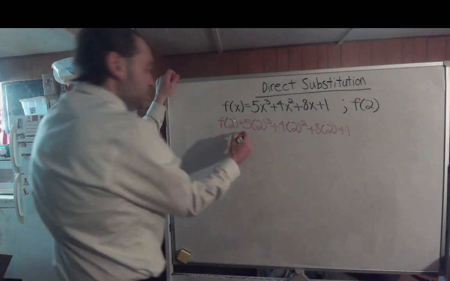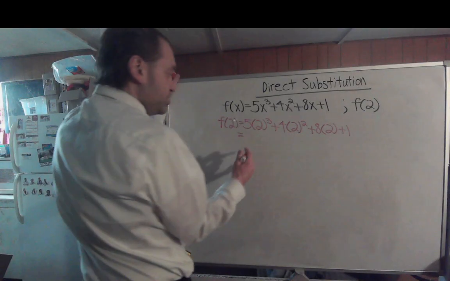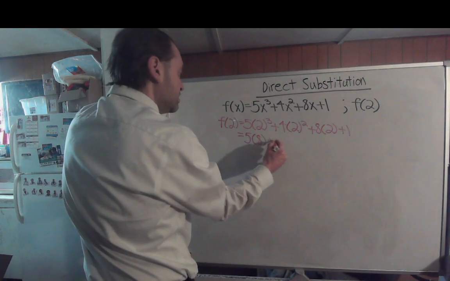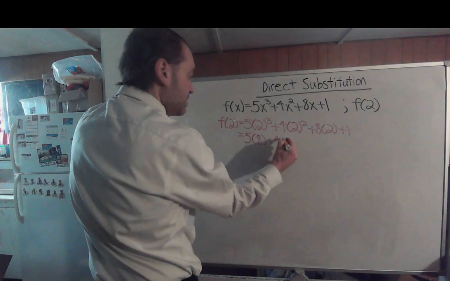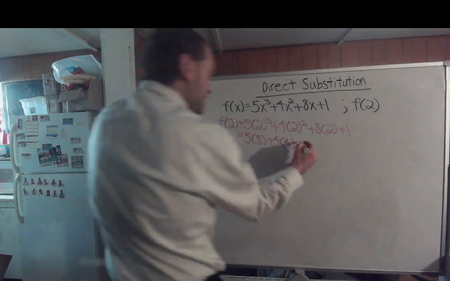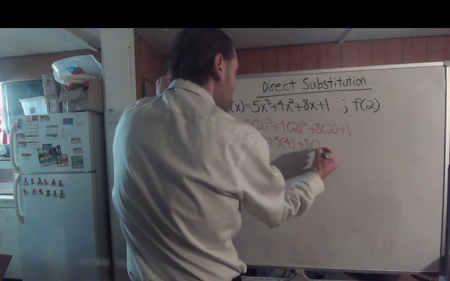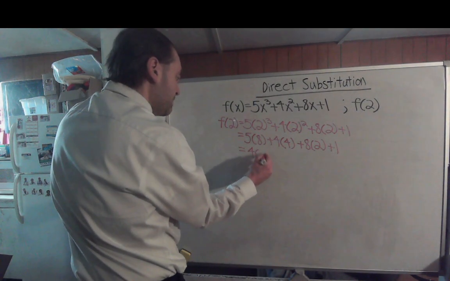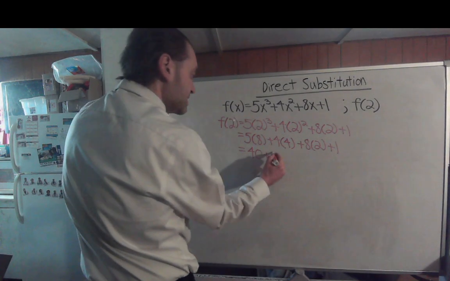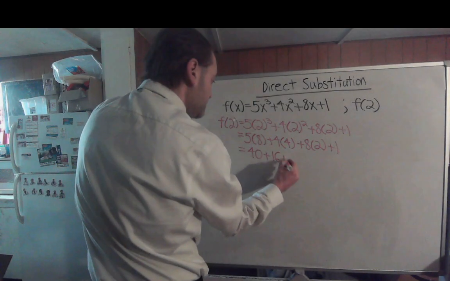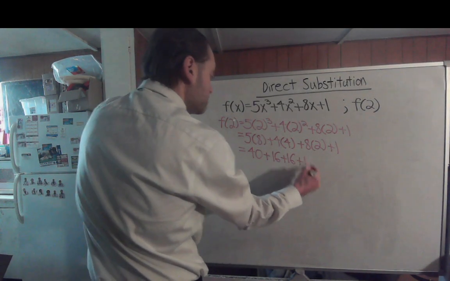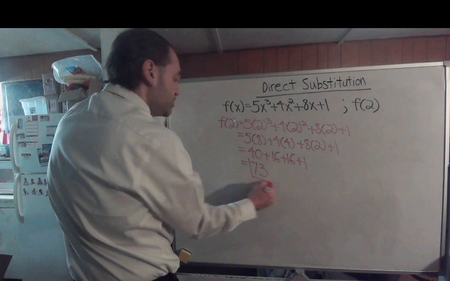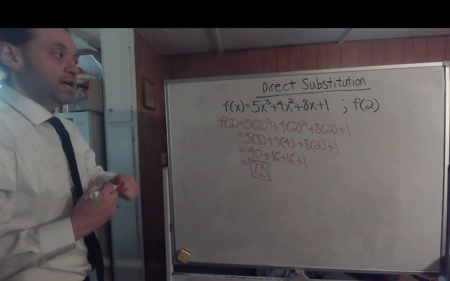Alright? So now you just do some simple order of operations. 5 times what is 2 to the third? That's 8. Plus 4 times what is 2 to the second? Well, that's 4. Plus 8 times 2 plus 1. Alright, so what's 5 times 8? That's 40. Plus 4 times 4 is 16. Plus 8 times 2, that's another 16. Then plus 1. So this would be 73. So the answer you should get, f of 2 would equal 73.